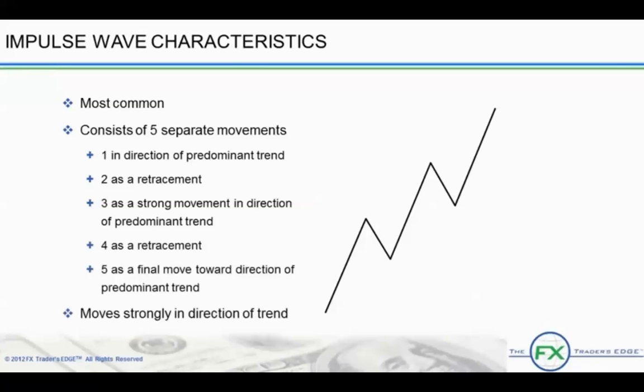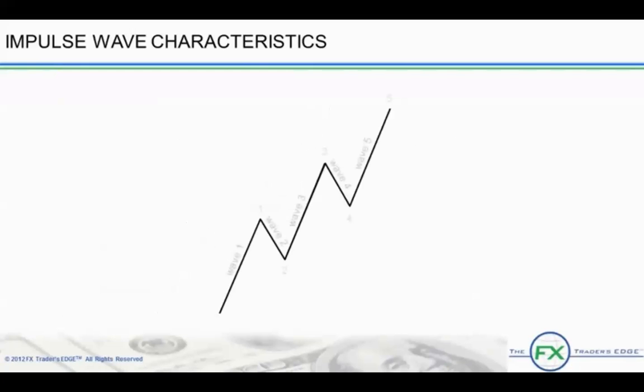Impulsive moves strongly in direction of trend. As a guideline, a rising impulse will start at or just after a major low. In a falling market, an inverted impulse will start at or just after a major high. This is an example of an impulse wave, the fundamental 5-wave pattern.